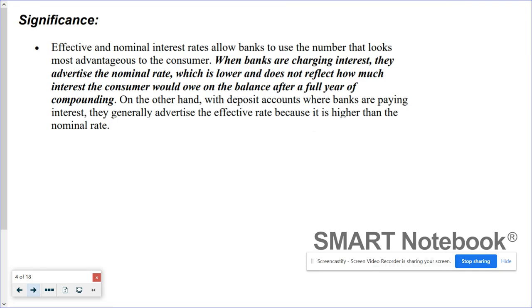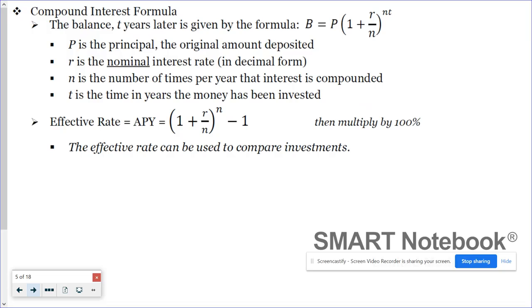So it says effective and nominal interest rates allow banks to use numbers that look most advantageous to the consumer. So when banks are charging interest, like if you take out a loan, they advertise the nominal rate, which is lower and does not reflect how much interest the consumer would owe on the balance after a full year. On the other hand, with deposit accounts where banks are paying interest, they generally advertise the effective rate because it's higher. Interesting, huh? But in our problems, the stated rate is the nominal rate and the effective rate, well, that's something we're going to have to calculate.